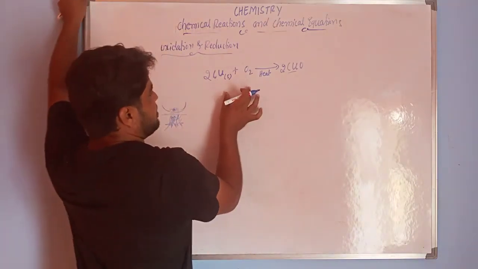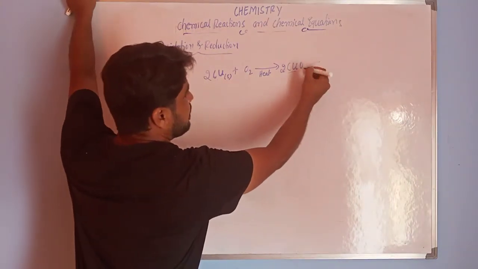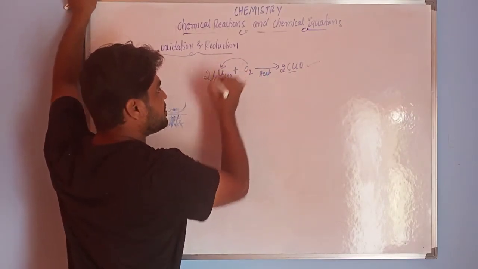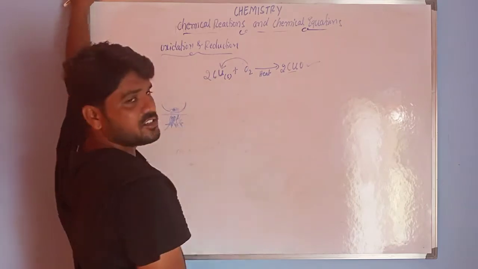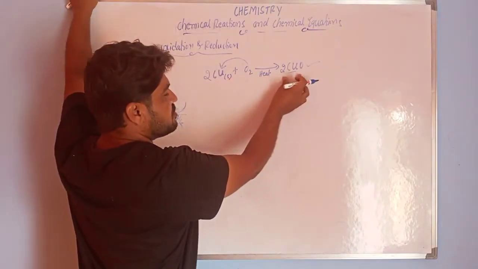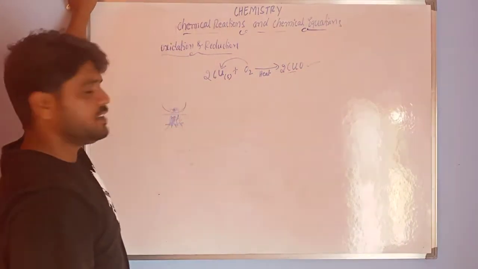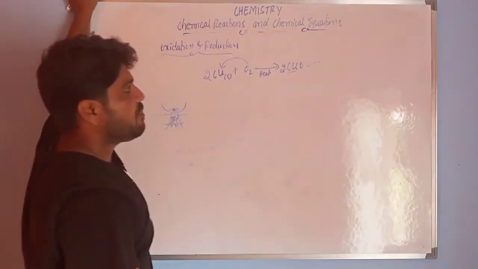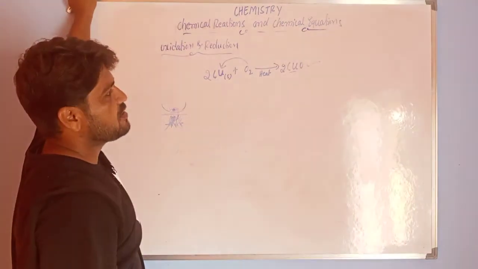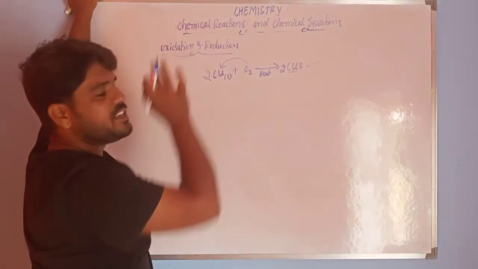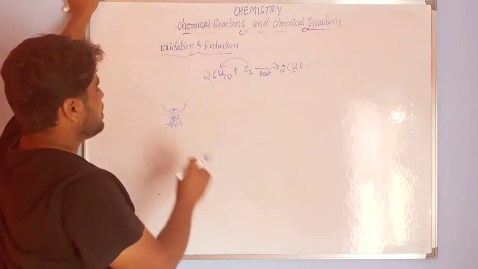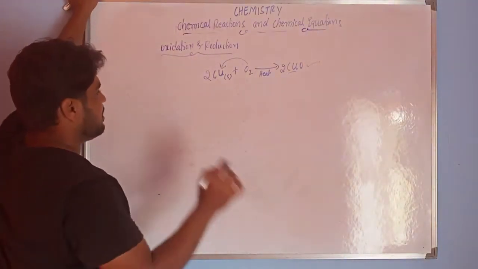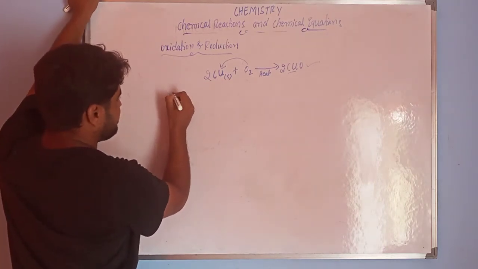If you carefully observe this reaction, when oxygen is added to copper, it gives copper oxide. When copper reacts with oxygen, which gives copper oxide, this is the oxidation reaction. So let me tell you what is meant by oxidation.